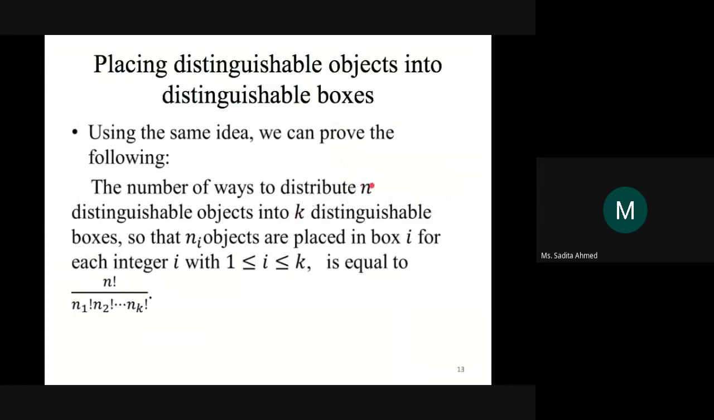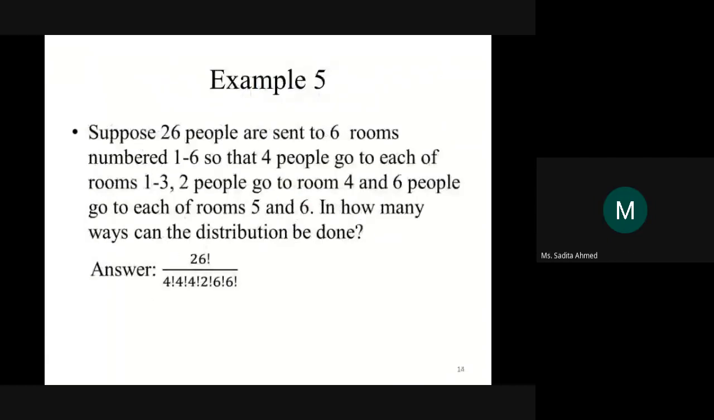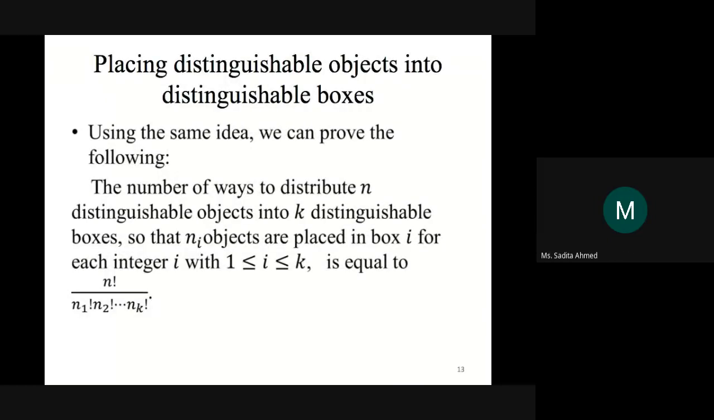So we have n distinguishable objects, n distinguishable people, k distinguishable boxes, k distinguishable rooms. 26 people, 4 rooms. Okay? We have 6 rooms right now. Sorry, 6 rooms. Yeah, that's correct. Excuse me, I got it confused with the previous examples. Okay, yeah, 6 rooms.